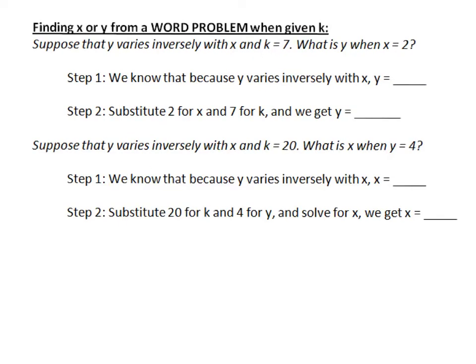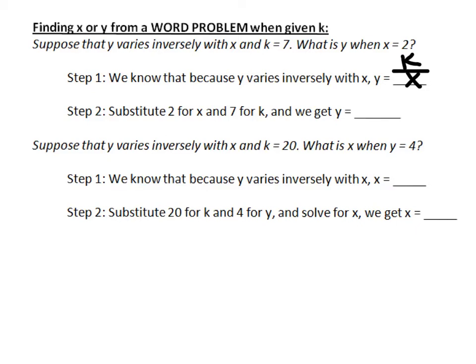Finding x or y from a word problem when you're given the k value instead. So suppose that y varies inversely with x and k equals 7. What is y when x equals 2? So two key things that we know here, that k is equal to 7 and x equals 2. So step 1, we know that because y varies inversely with x, that y equals k divided by x. So all we have to do is substitute 2 for the x and 7 for k.